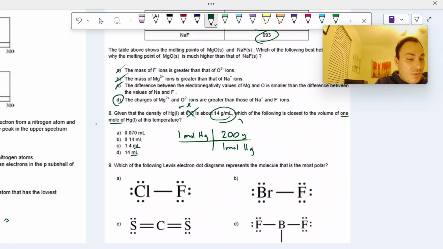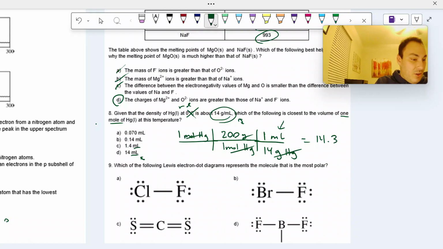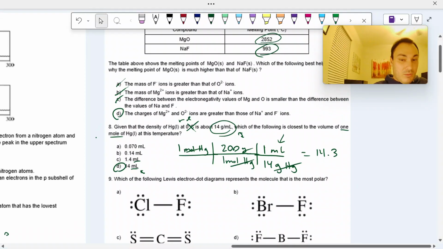And then we can use this as a conversion factor for our dimensional analysis. There are 14 grams of mercury for every 1 milliliter of mercury. So moles cancels out, grams of mercury will also cancel out, and we're left with milliliters, which is what we want here. So let's do the 200 divided by the 14. 200 divided by 14 gives us 14.3. So 14 milliliters it is. I'm going to check D, and the other one's D2. Good.